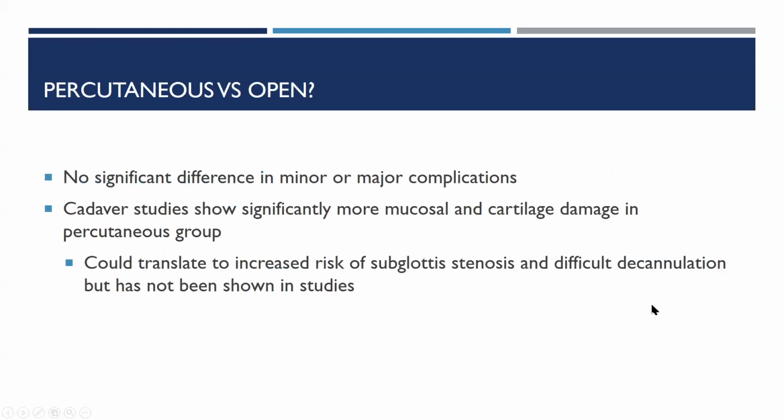But we're kind of biased because we only do open trachs, and we have seen many SICU patients with perc trachs have major issues. But in the literature, there really isn't a significant difference in complications. There could be some mucosal and cartilage damage in the percutaneous group, but this hasn't really been identified in humans and patients. This was a cadaver study.